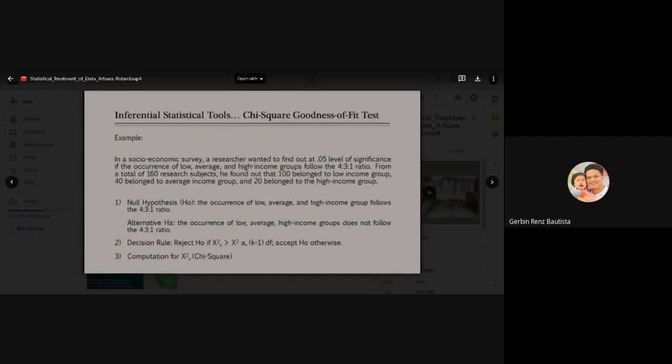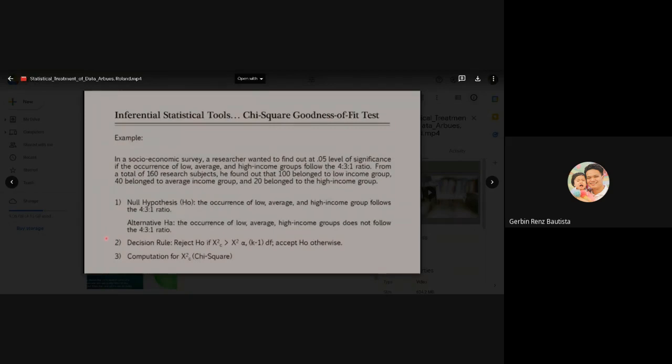The first step is to formulate the null hypothesis, which is the occurrence of low, average, and high income groups follows the 4:3:1 ratio. And to formulate the alternative hypothesis: the occurrence of low, average, and high income groups does not follow the 4:3:1 ratio.